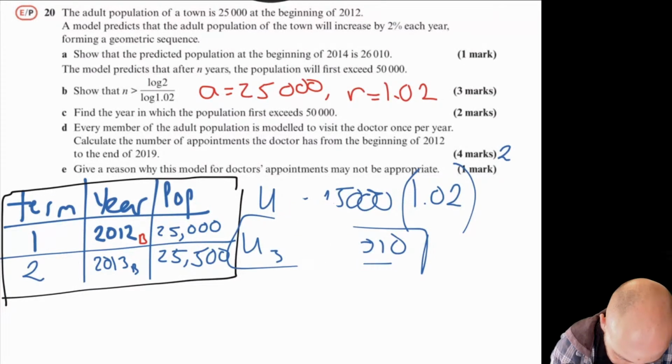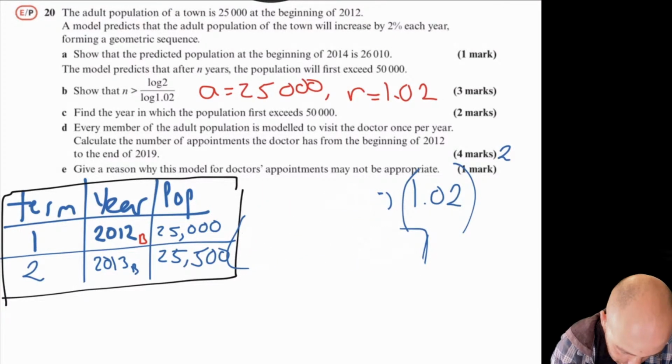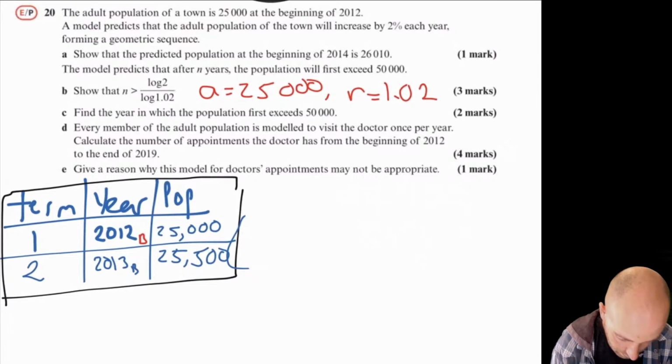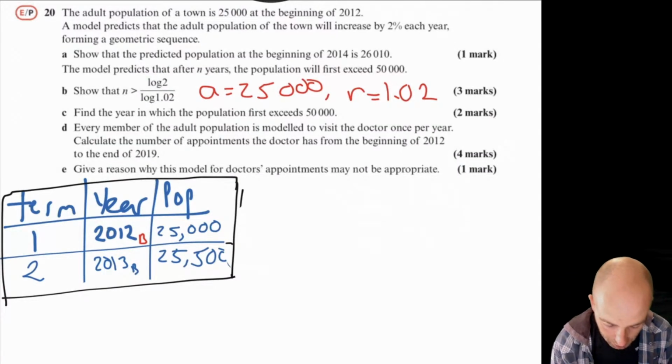Okay, the model predicts after n years the population will exceed 25,000. So we want to try and find what term it first exceeds 25,000. Oh no, we don't even want to do that. We want to just find the equation for them.